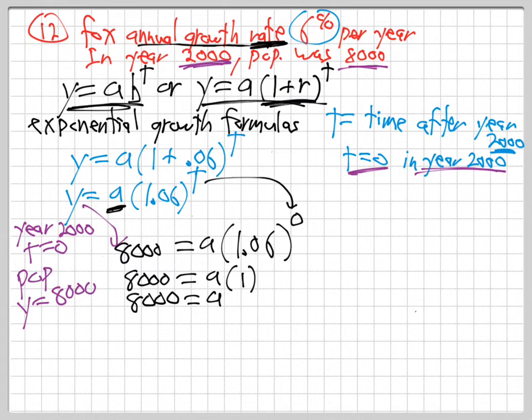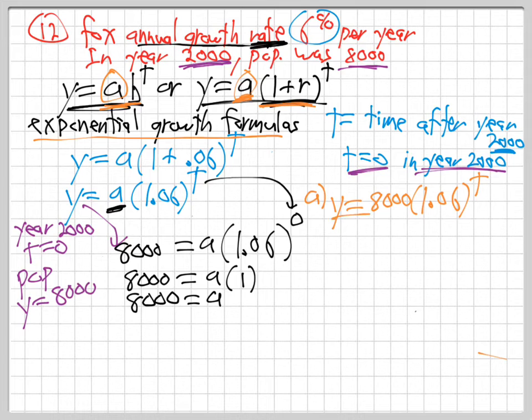And that makes sense. The a in the front of either version of the exponential growth formulas, the one without the rate and the one with the rate, depending on whether they give you a rate or not, that's always the starting amount, right? Because when time is 0, all you'll have is a. So the answer to part A, where they want the formula, is y equals 8,000 times 1.06 to the t. That's what they're asking for in part 1. They're saying, find a formula.